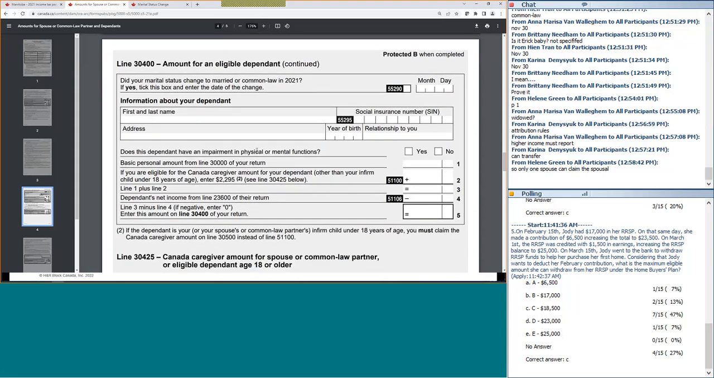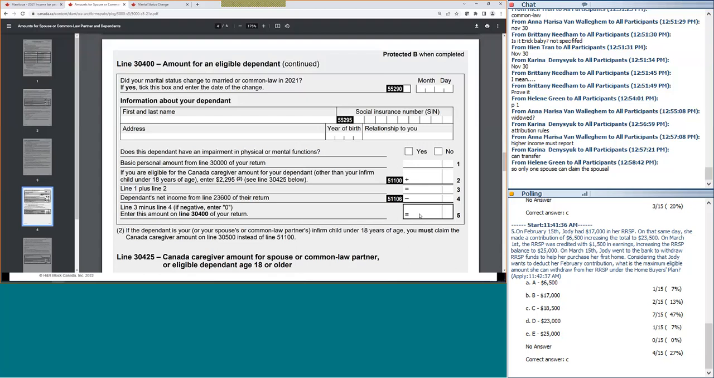Once you've determined you have an eligible dependent, if you want to put it on the return, you have to fill in this line. You need the name and address of the dependent. If your marital status changed to married or common law in the year, tick the box and enter the date of change because they will factor that in. We'll talk about the impairment in physical or mental functions in the next chapter. We're going to do basic personal amount, and then line 1 plus line 2 for today is going to be the same. Then you do their net income, and that gives you the remainder.